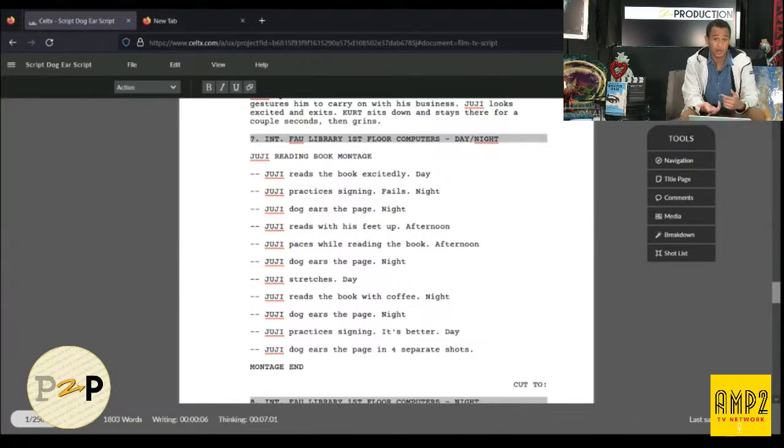So this story does have a montage as well. And actually, I don't want to reveal why it has a montage because again, you guys are going to see it. But how you write a montage, it is like, if I said bit by bit before, this is way more action oriented. So like, Juji reads the book excitedly. Juji practices signing. Juji dog ears the page. It's like bit by bit by bit by bit, and how we record it is just, okay, take, and then when you edit it together, it's gonna look like a cohesive montage.